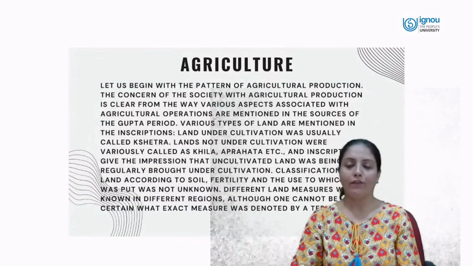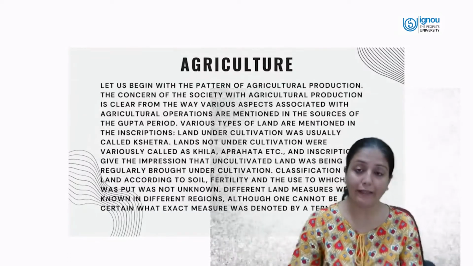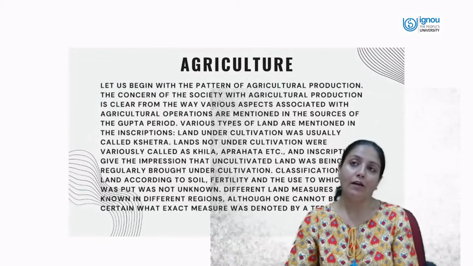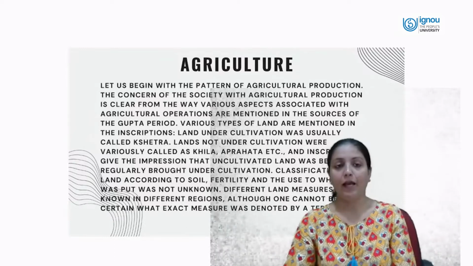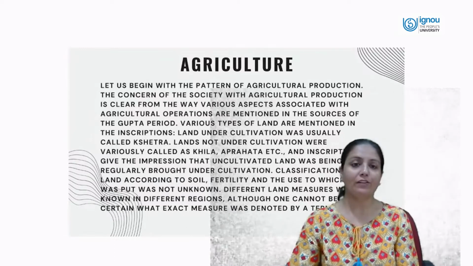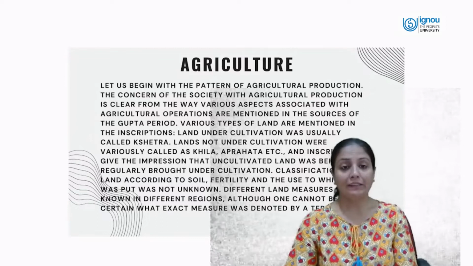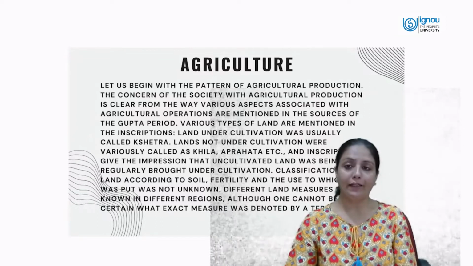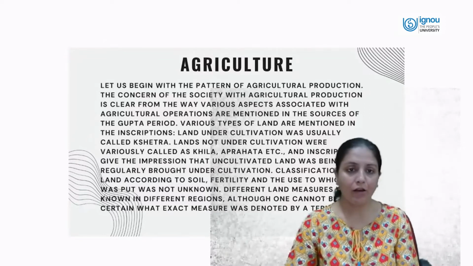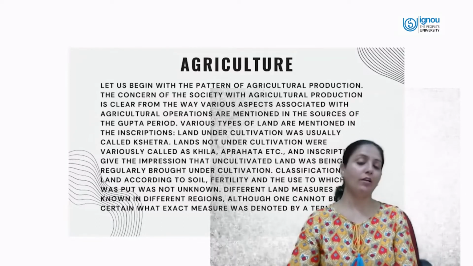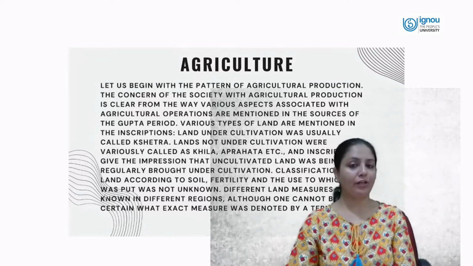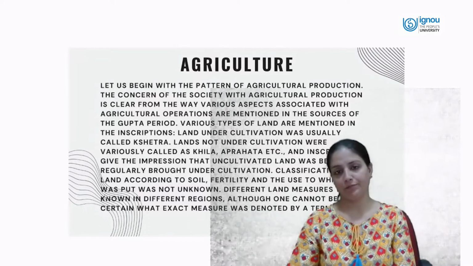First of all, we are going to start with agriculture, on which the king levied a lot of taxes. Let us begin with the pattern of agricultural production. The concern of the society with agricultural production is clear from the way various aspects associated with agricultural operations are mentioned in the sources of the Gupta period.